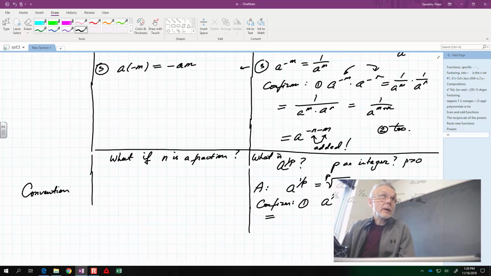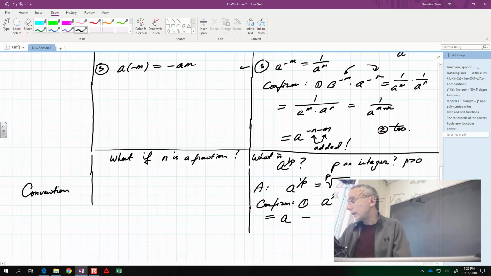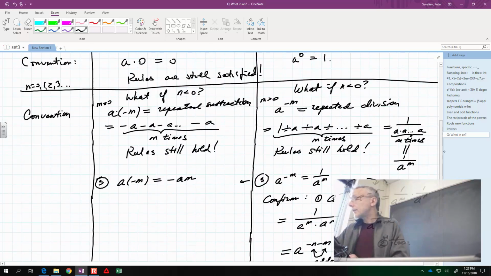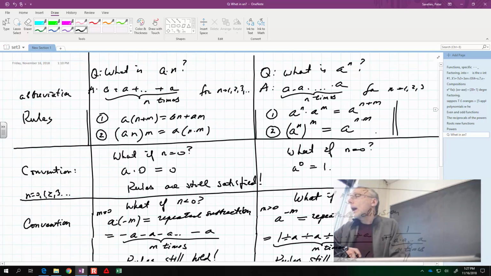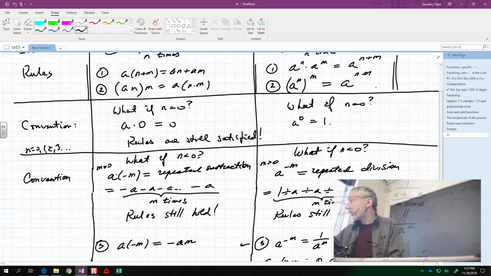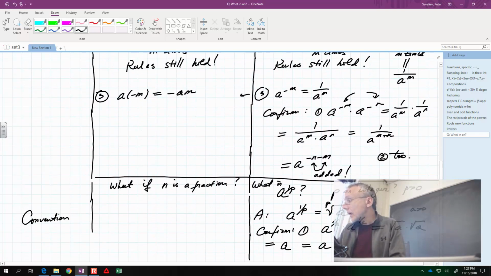Square root of A times square root of A is what? It is A, yes. So on one hand, that's the left-hand side of our rule. On the right-hand side, we're supposed to add the two powers together, which is 1/2 and 1/2, and that works out quite nicely. A power 1 is equal to A to the 1/2 plus 1/2.